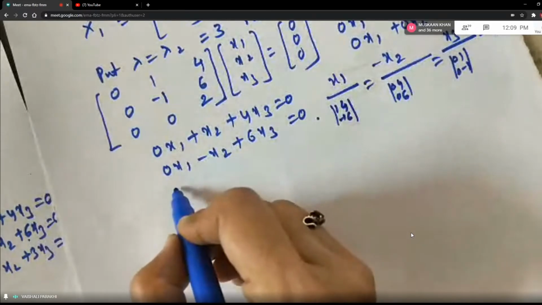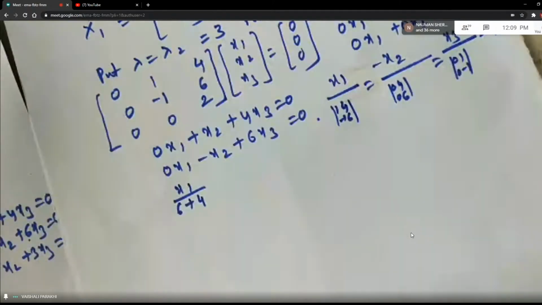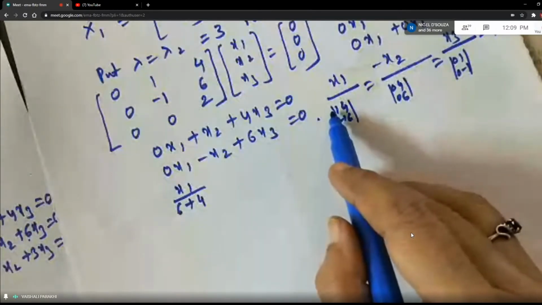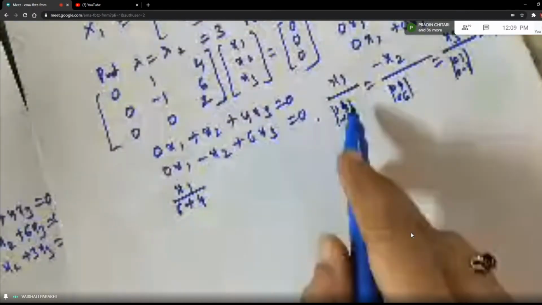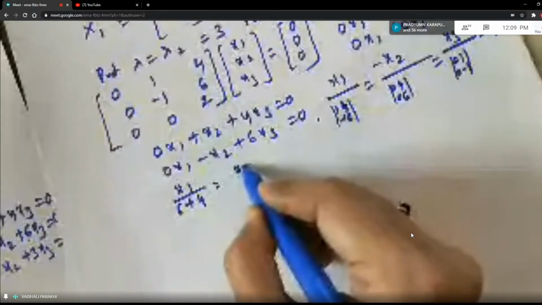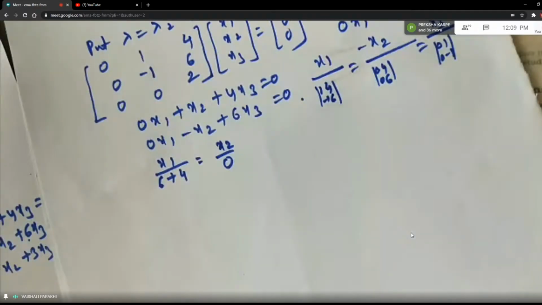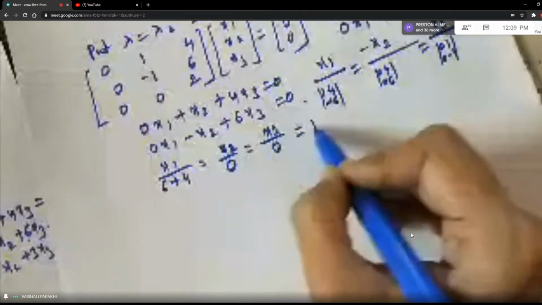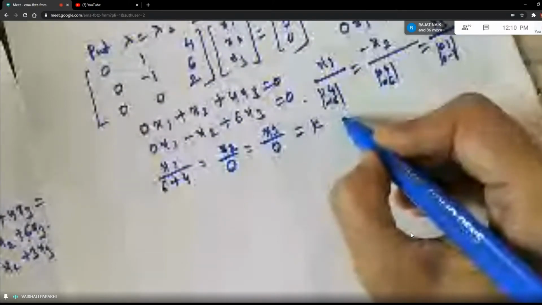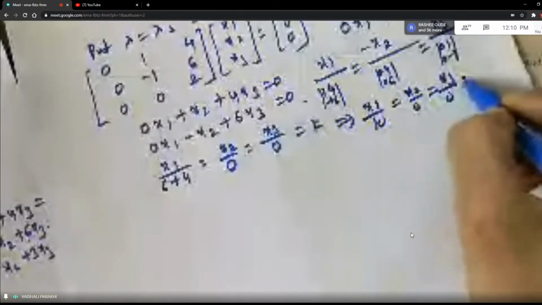Okay. So what do we get here? x1 divided by 6 minus minus plus 4. How do you solve a 2 by 2 determinant? Cross multiplication with a minus sign in between: the left to right diagonal minus the right to left diagonal. So 6 plus 4 is equal to x2 divided by 0, right? Because 0 minus 0, and the minus sign will get cancelled. Don't forget to take the minus sign down. Is equal to x3 divided by 0 minus 0, which gives 0. So basically you get x1 by 10 is equal to x2 by 0 is equal to x3 by 0 is equal to k, right?